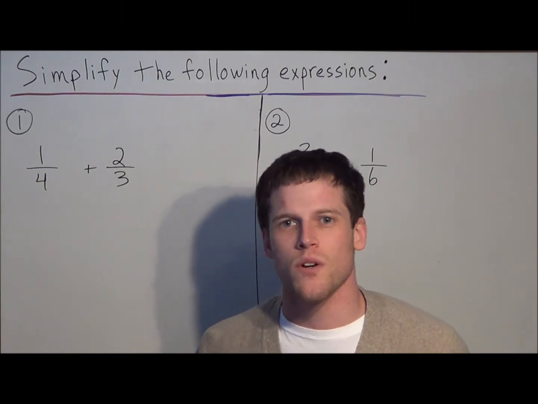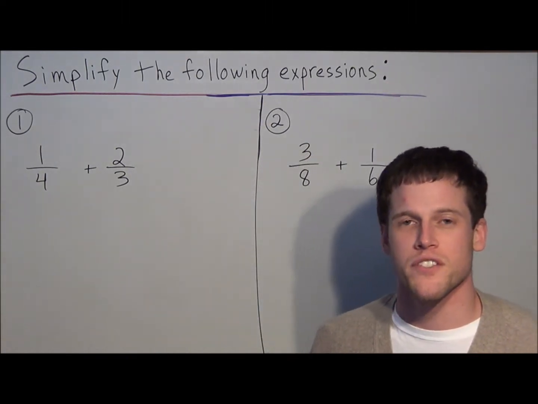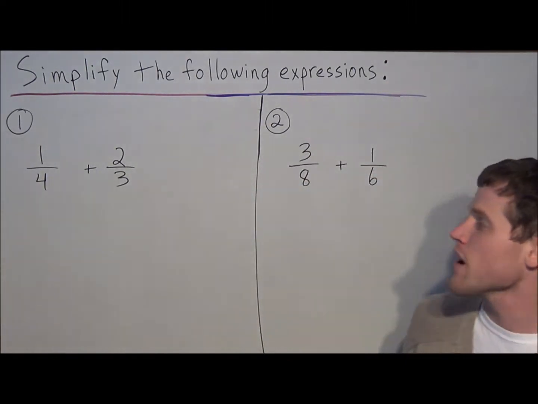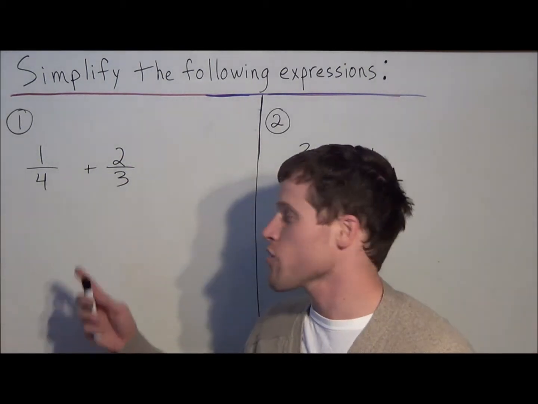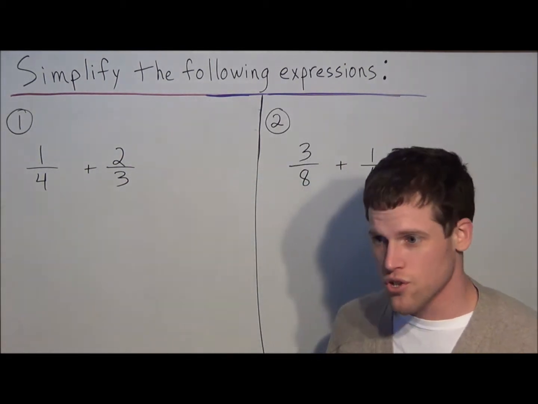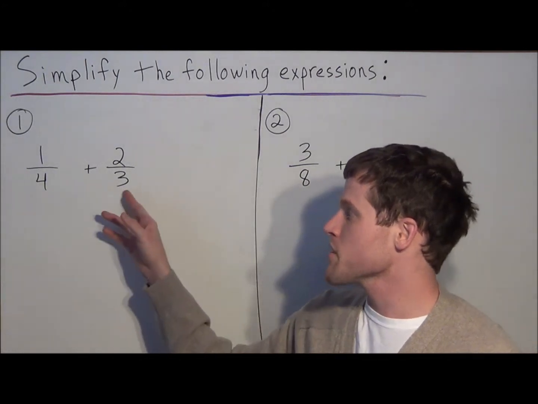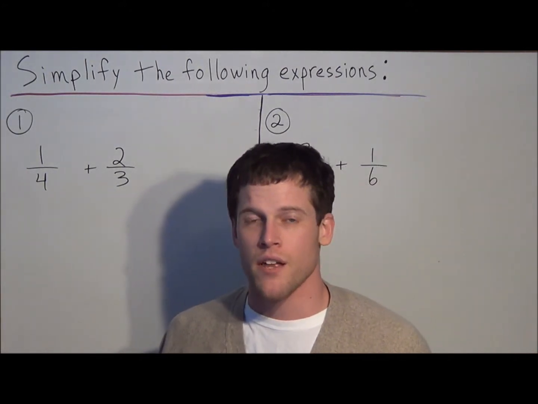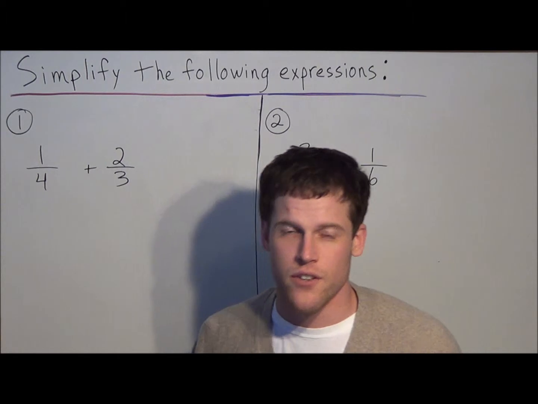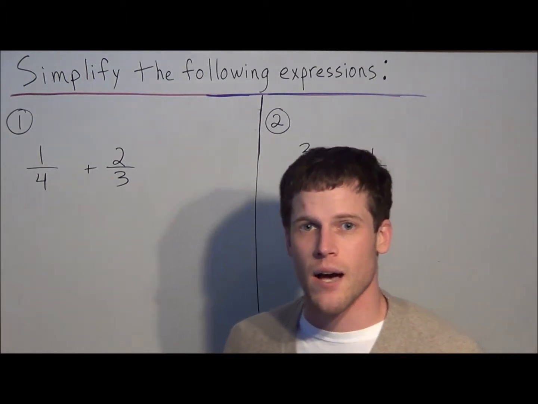Today I want to take a look at adding fractions that have different denominators. So we have: simplify the following expressions, and first we're adding 1/4 plus 2/3. Now the first thing you should notice in this example is that both of these fractions have different denominators. That means we cannot add these fractions together yet. The first thing we need to find is the common denominator.